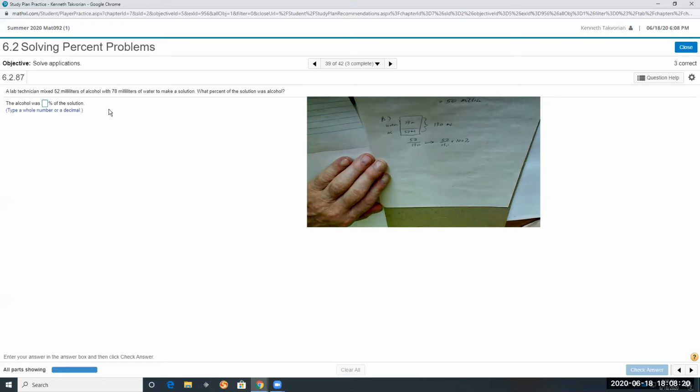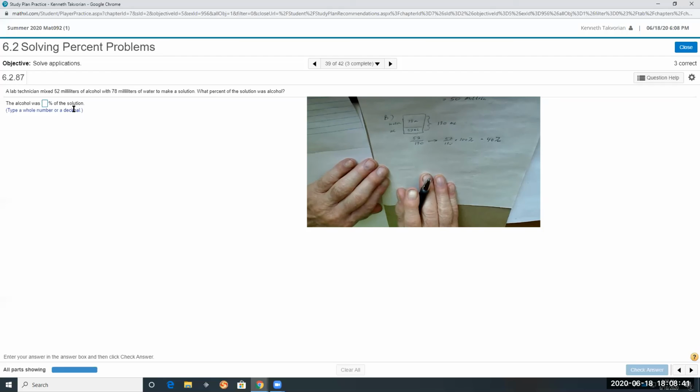Let's look at the directions. The directions, type in whole number or a decimal. So in this case, since it says decimal, I'm going to use my calculator, multiply 5,200 and divide it by 130. And when I do that, I come up with an answer of 40%. 40% of the mixture is represented by alcohol. That's one way of doing it.